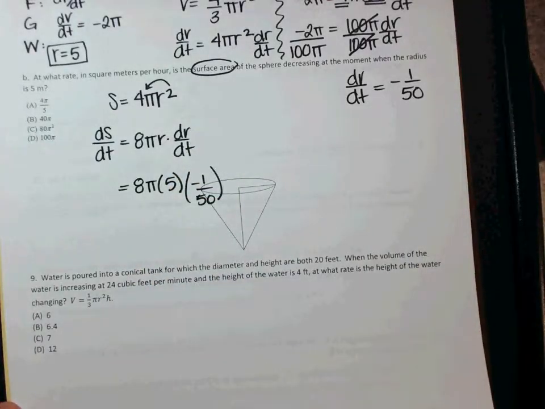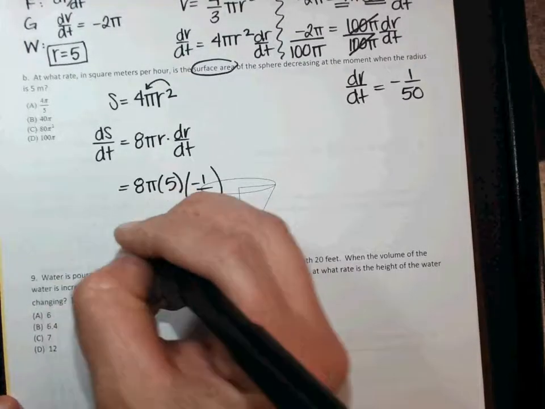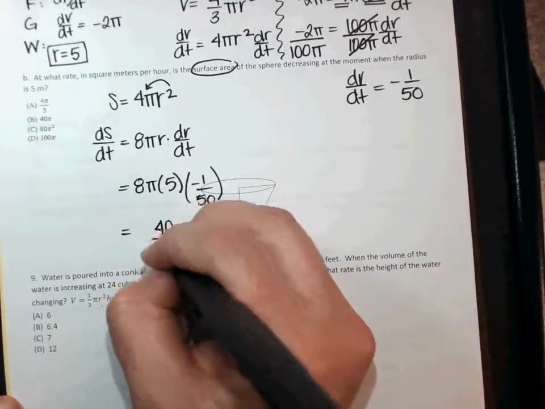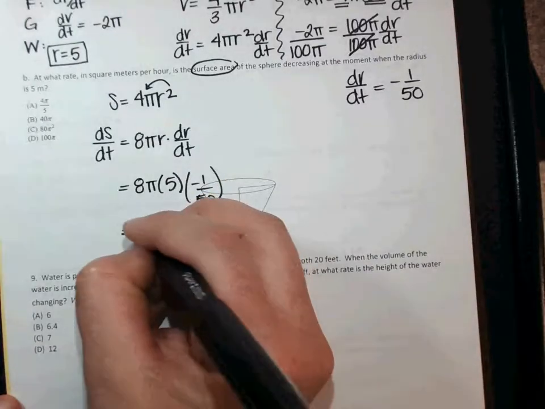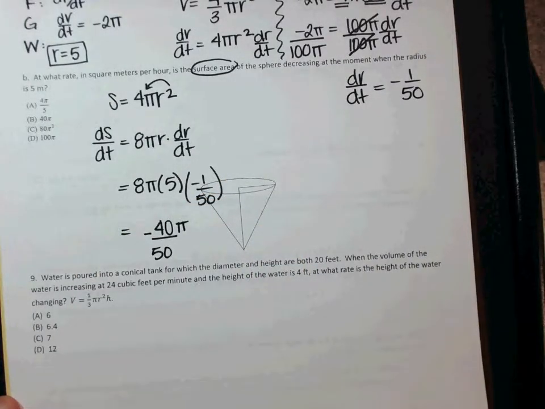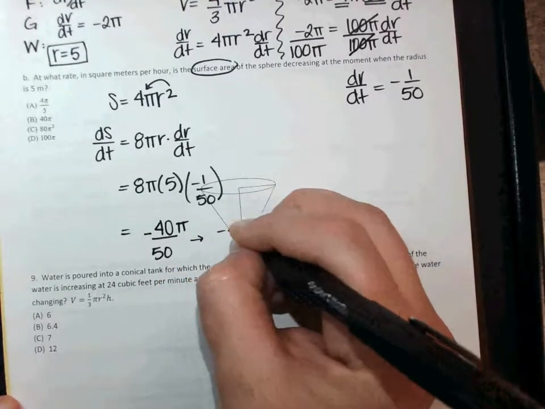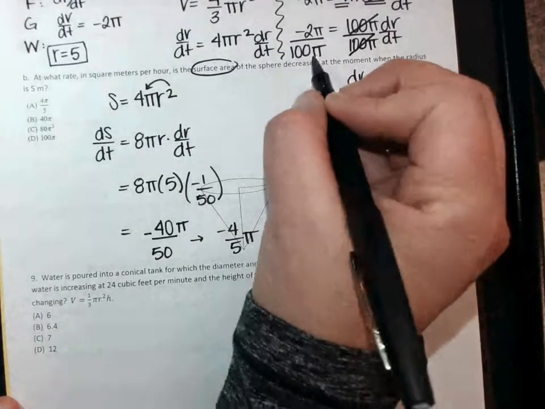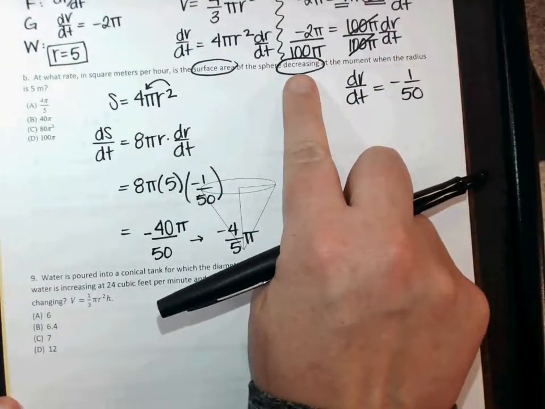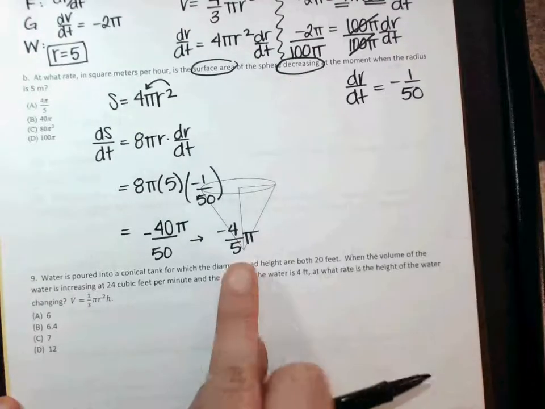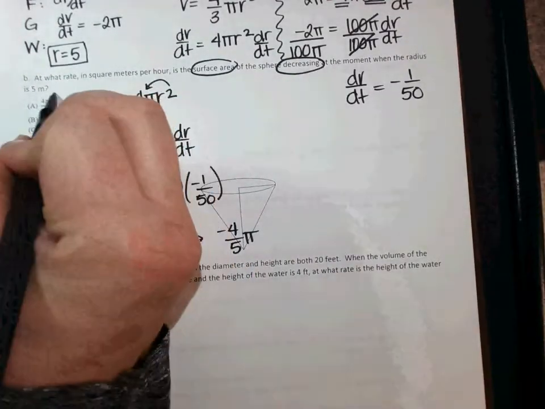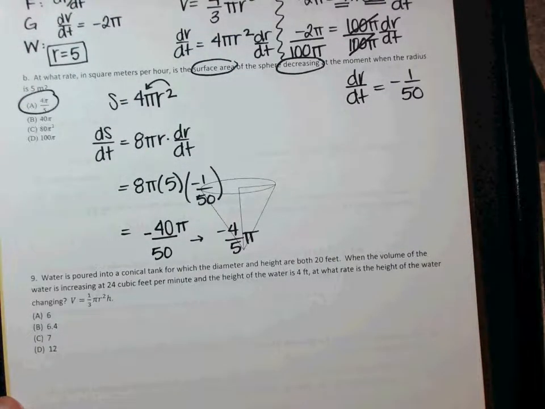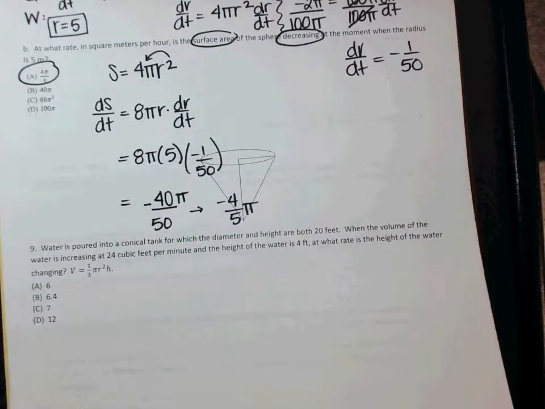What is 8 times 5? 40. So I have 40 over 50. I forgot to write my pi, and it is negative. Okay, so let's first reduce that to be what? 4 over 5 pi. Now, if you look at the way that it's worded, it says, at what rate is the surface area decreasing? So did they already mention that it's decreasing? Yes, so it makes sense we got a negative, but the rate would just be 4 pi fifths. Okay? So that's it.